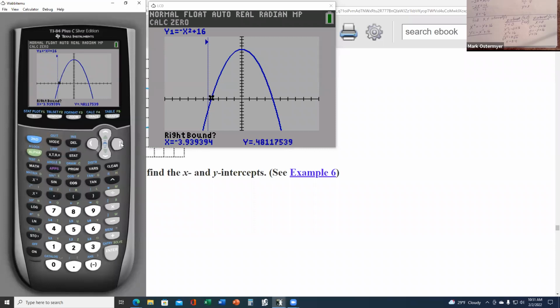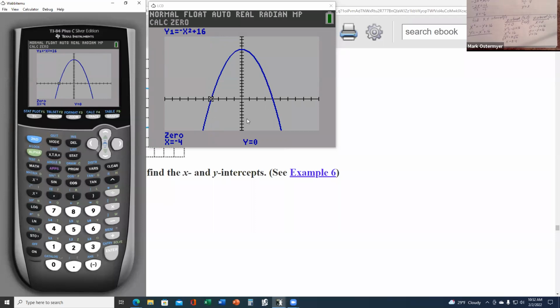Navigating your blinking cursor above the x-axis. Notice my cursor now projects down to the x-axis at a point that's to the right of my x-intercept. We'll call that a right bound. Hit enter. You see your calculator has to box in your x-intercept to go through a numerical routine behind the scenes very quickly to zero in and find that x-intercept. Hit enter again, and there's one x-intercept, -4.